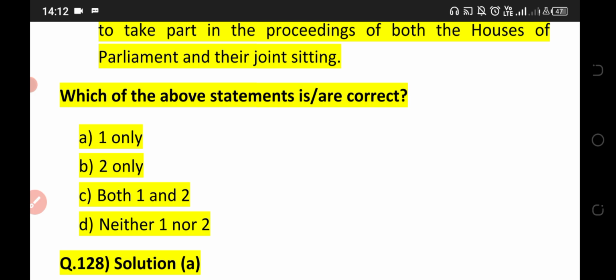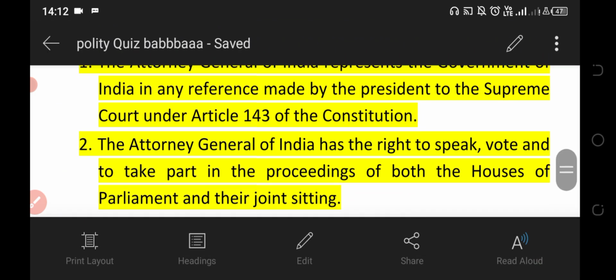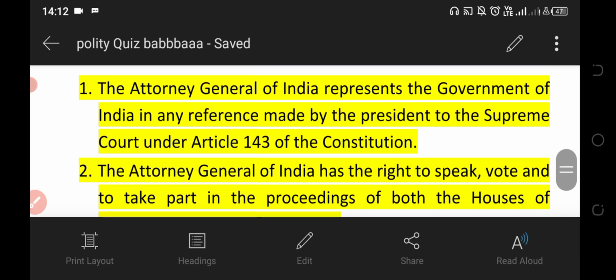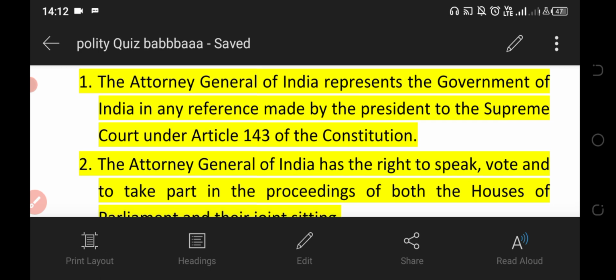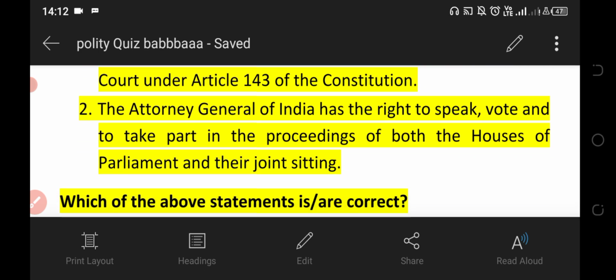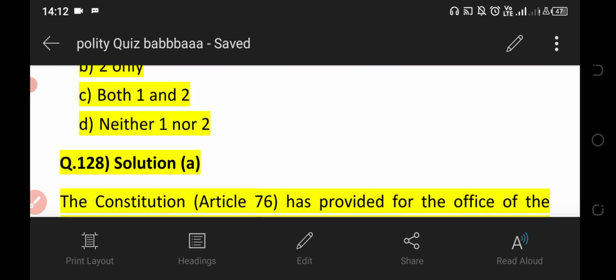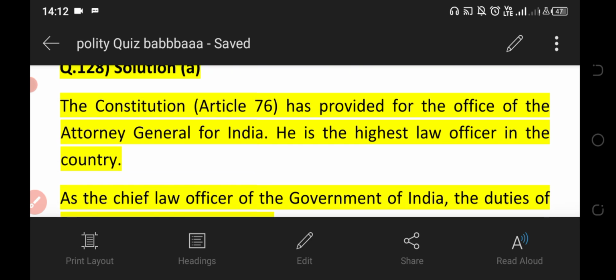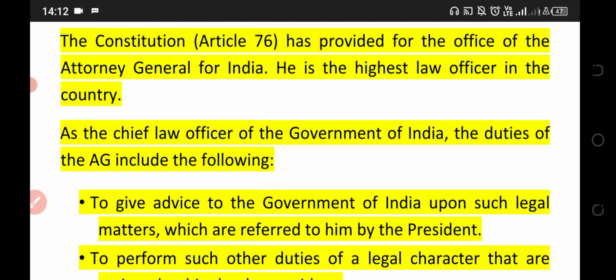What? How can you say A is right? The Attorney General of India represents the Government of India in any reference made by the President to the Supreme Court under Article 143 of the Constitution. Article 76 has provided for the office of the Attorney General for India. He is the highest law officer in the country.